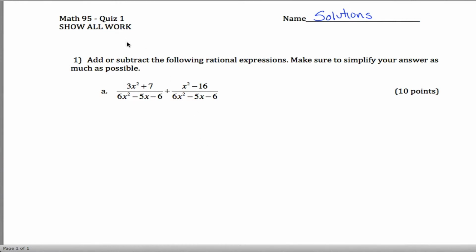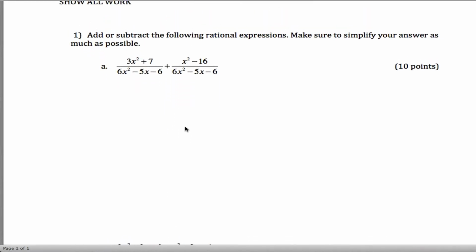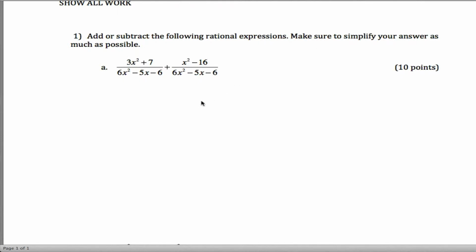For our first quiz for Math 95. Basic idea here is we're dealing with these rational expressions, this guy and this guy, and asked to do something with them. In this case, we're adding them together. I think down here we're subtracting two of them. And then make sure you simplify your answer at the end.